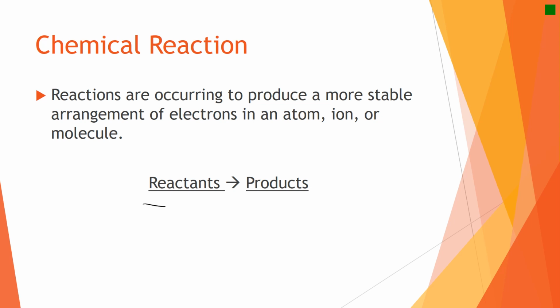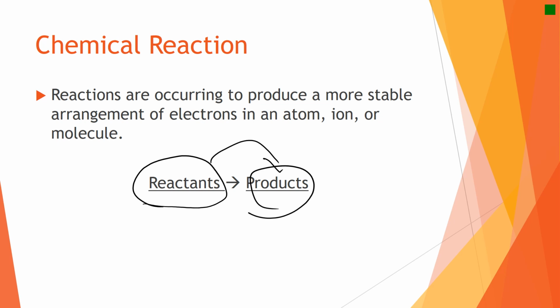When you are reading them, once again, the reactants are always what are reacting to produce your products. Okay, so the reactants are always written to the left, products are always written to the right.